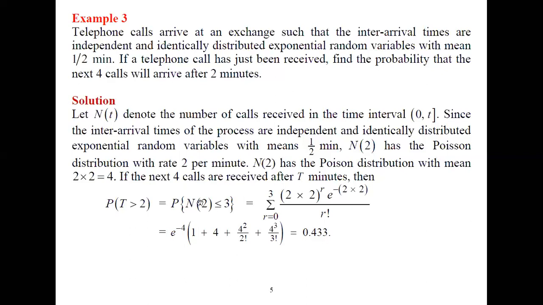And we know that N2 follows the Poisson distribution with mean 4, which is 2 times 2. That's the mean of the Poisson. So first of all, it will be 4 raised to the power 0, e raised to the power minus 4 over 0 factorial, plus 4 raised to the power 1, e raised to the power minus 4 over 1 factorial, plus 4 raised to the power 2, e raised to the power minus 4 over 2 factorial, plus 4 raised to the power 3, e raised to the power minus 4 over 3 factorial. So you do all of them. That's the summation I've done here. You do it for all the 4 different scenarios, for 0, for 1, for 2, then for 3. When you simplify this probability, it gives 0.433.